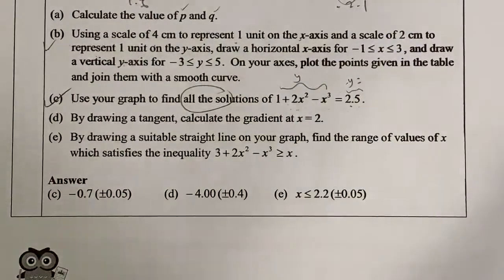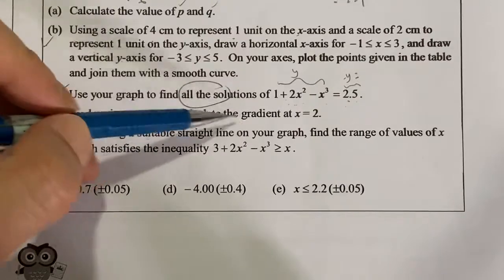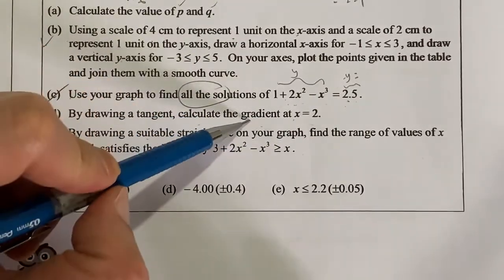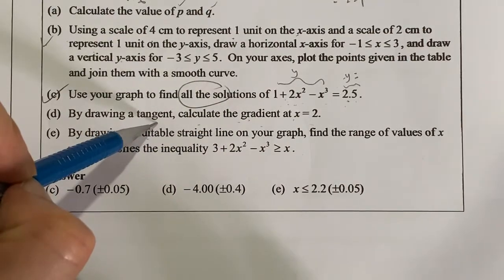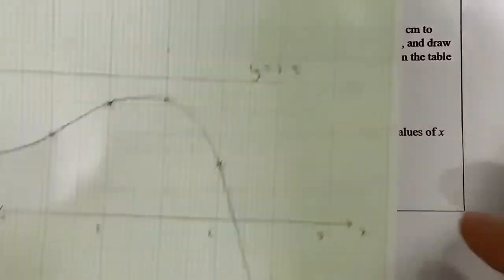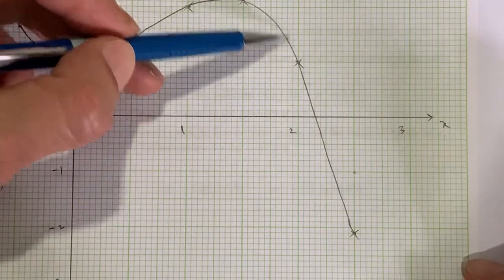Okay, next we have a question on drawing a tangent. Calculate the gradient at x equals 2. We already know the formula for gradient from the previous chapter, but I'm going to teach you how to draw a tangent at x equals 2. From this graph, at x equals 2, this is the point where you draw a tangent.